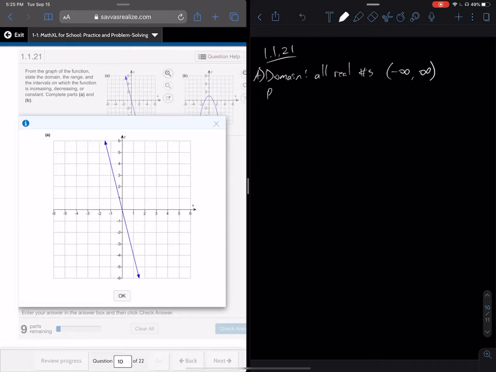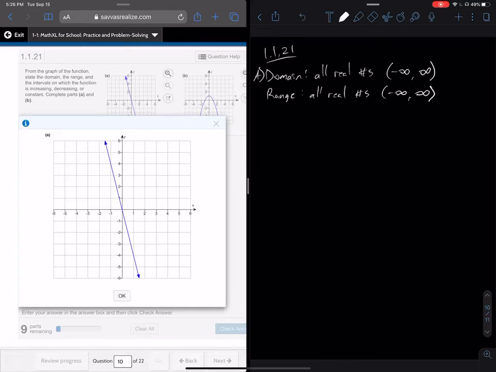Next, they want the range. Now, we already mentioned this. It's going to go up forever, and it's going to go down forever. So my y values, the same thing. It's all real numbers, right? Anything can be for y. So the same idea, negative infinity to positive infinity. We want our minimum and our maximum.